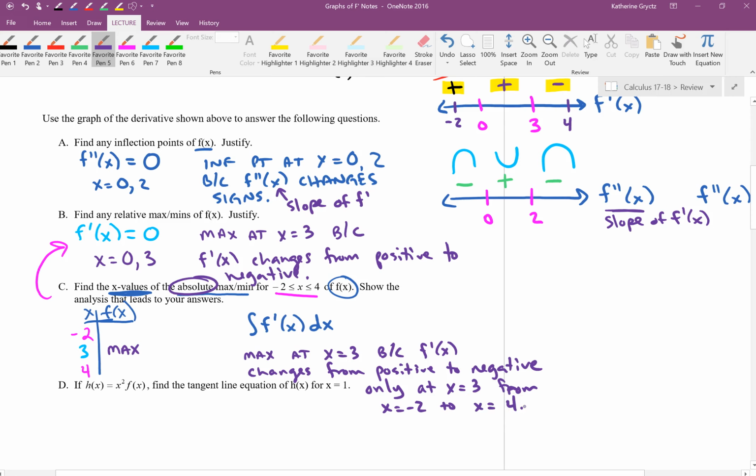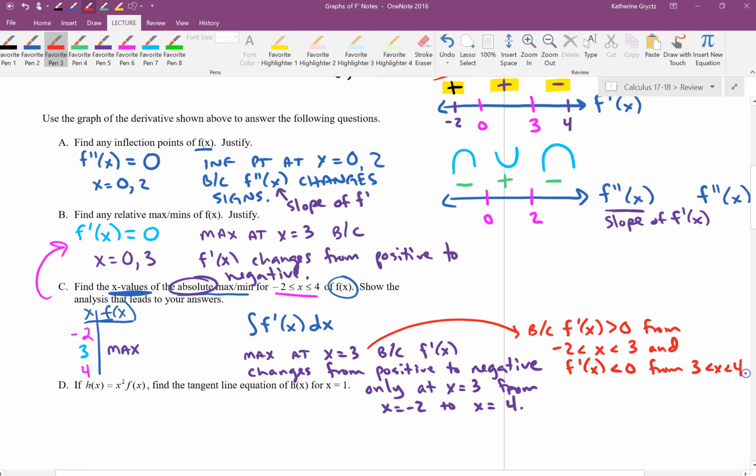So indicating that we knew that it went up all the way until 3, from -2 to 3, and it went down after 3, so from 3 to 4. So you can say this in a different way. You can say max at x equals 3 because f prime of x is greater than 0 from -2 to 3, and f prime of x is less than 0 from 3 to 4. And that says the exact same thing, that we're going up all the way until 3 and then down afterward. Okay, so that establishes that 3 has to be the absolute max. There's no other possibility here.